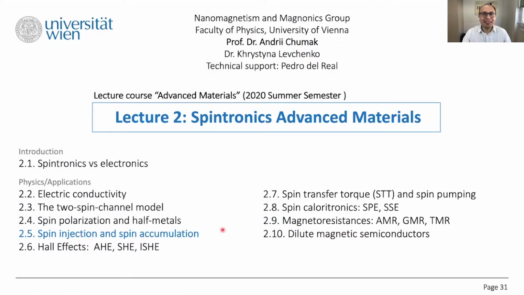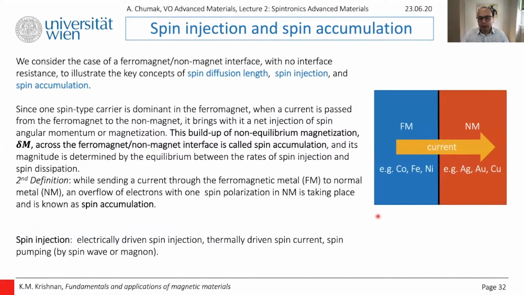Hello everyone. In the previous lecture we were discussing spin polarization and half metals, and now we are ready for spin injection and spin accumulation. Today we are going to speak about such a heterostructure, such a bilayer, which consists of a ferromagnetic metal, for example cobalt, iron, or nickel, or permalloy, or a half metal, any other magnetic metal. And on the right side, there is a normal metal: silver, gold, copper.